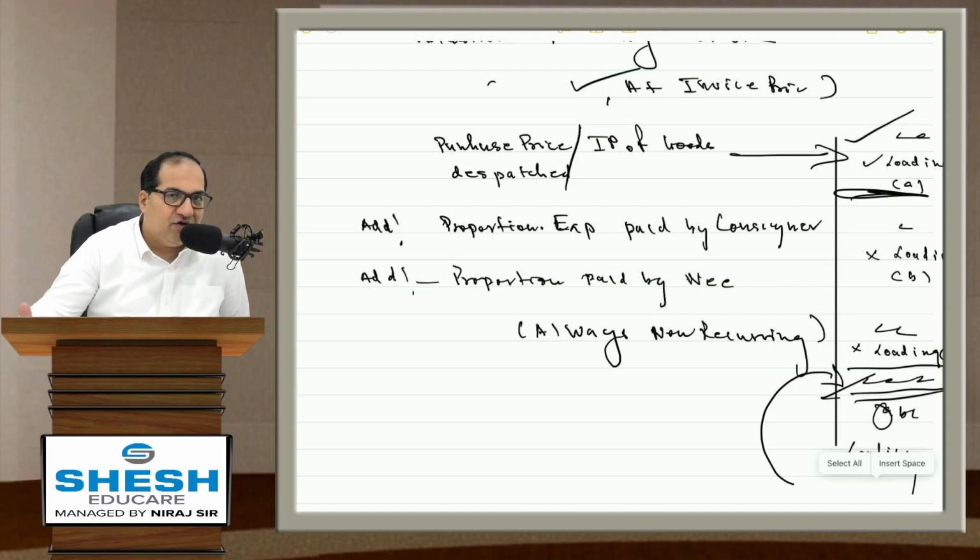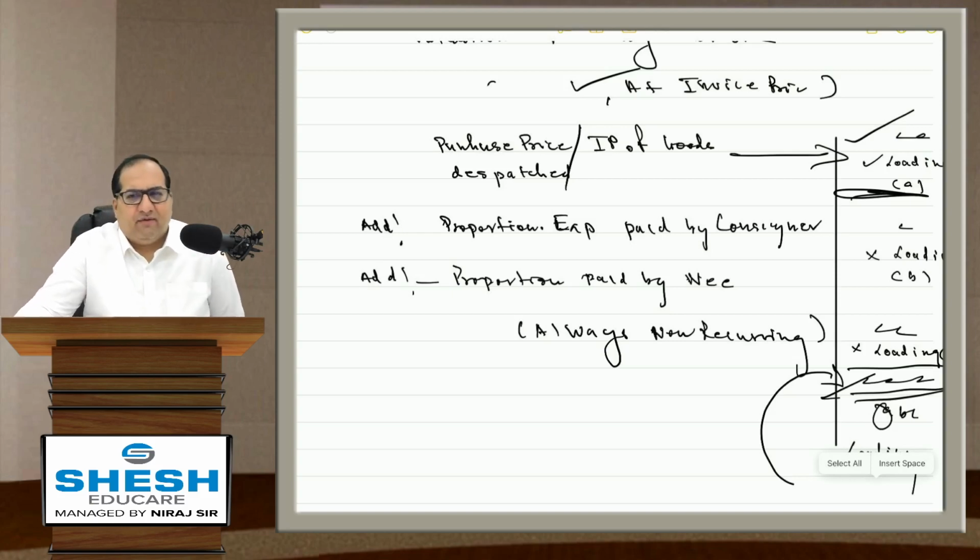Loading will be part of invoice price. Hence, does A include loading? Yes. In ABC's total, A is included? Yes. So overall consignment stock at invoice price includes loading? Yes. But if the loading is, let us say, 25% of invoice price, will you take 25% of ABC? No. You'll take 25% of only A.